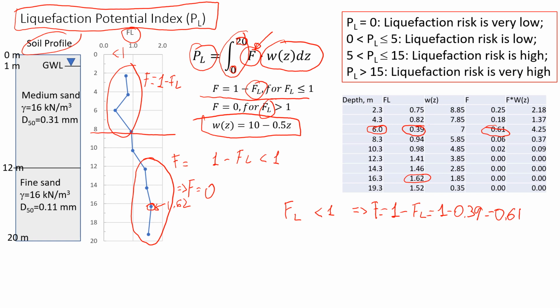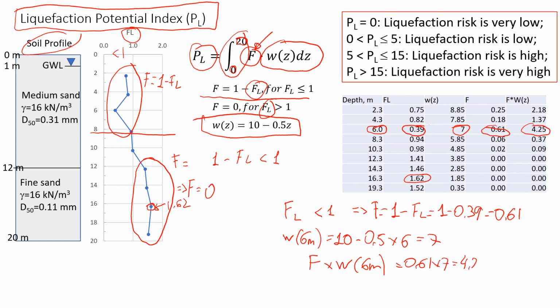That's the formula. So let's calculate W for 6 meters. That will be 10 minus 0.5 times the depth. Depth is 6 meters. That will give us a value of 7. Now we're going to multiply these two values. So F times W for 6 meters is 0.61 times 7. That will give us a value of 4.25.